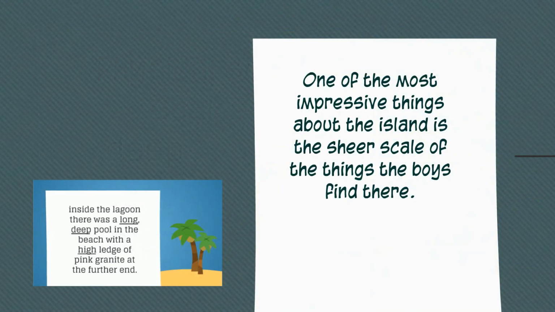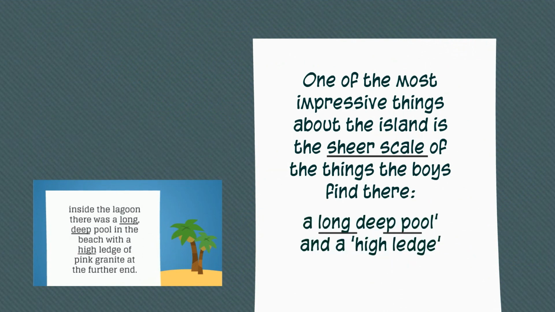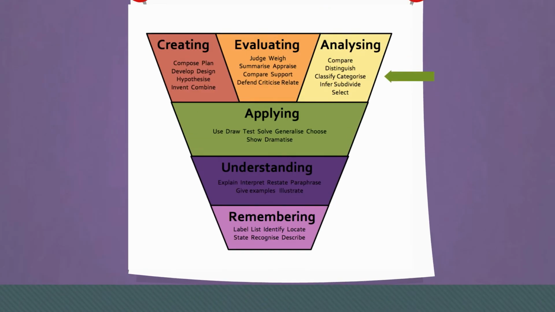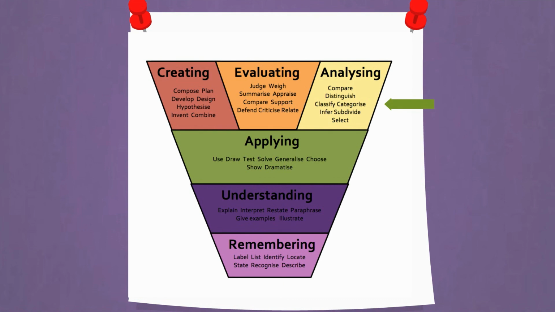We could therefore write that one of the most impressive things about the island is the sheer scale of the things the boys find there. And we could then add some evidence. A long, deep pool and a high ledge. Because we've used our skills in categorizing, rather than just understanding, we have developed a more impressive answer.